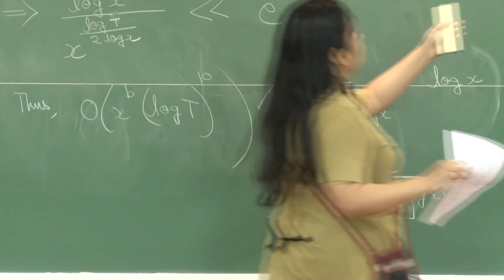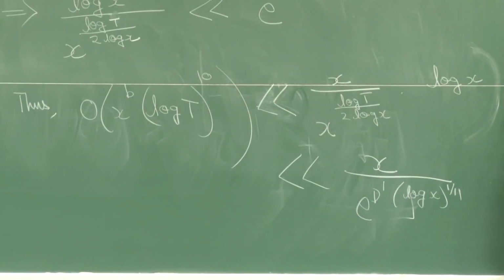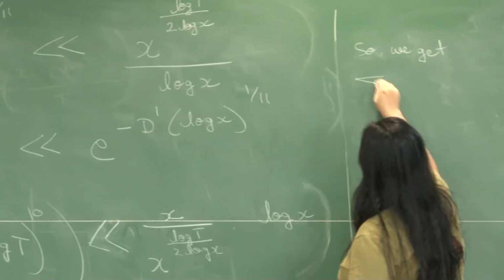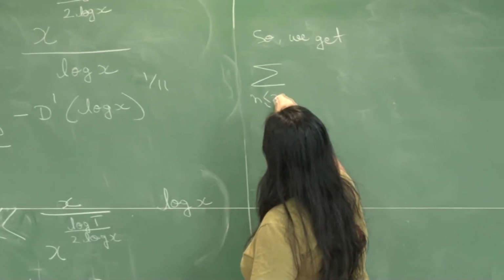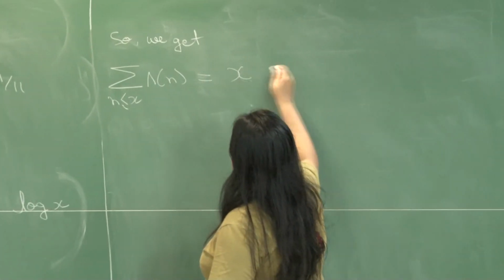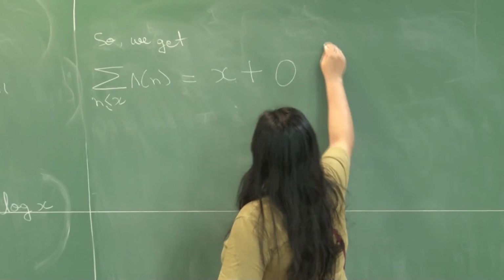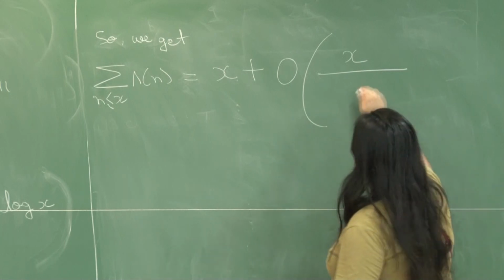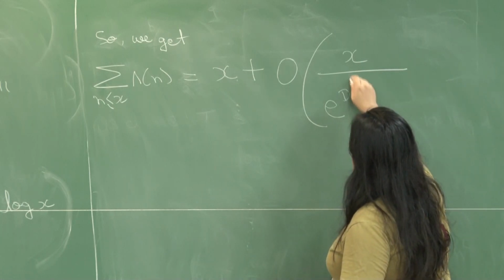Okay. So, to put it all together, let us see. This has basically given us an error term in the prime number theorem. So, what do we get? Our sum of lambda of n is x plus O of x over an exponential of log x raised to the 1 over 11.